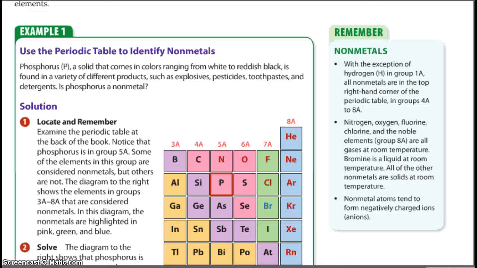Nonmetal atoms tend to form negatively charged ions, so those are anions. What do we call positive ions? Cations. All right, let's look at the example.